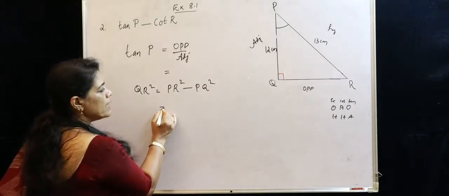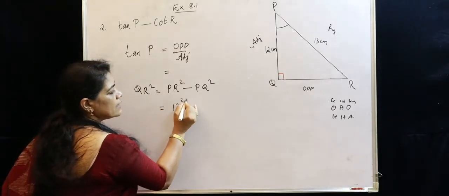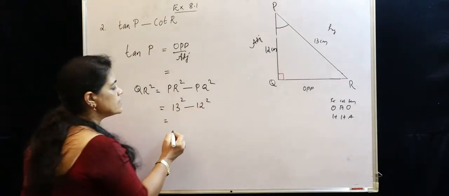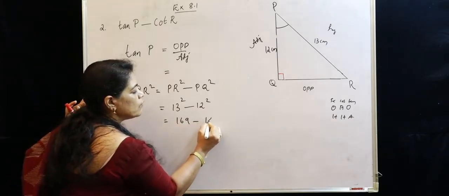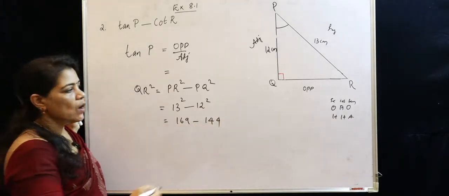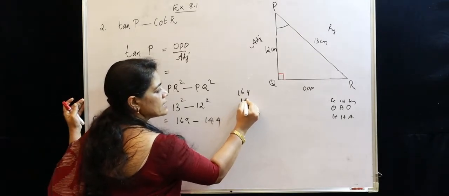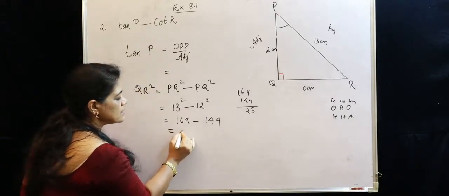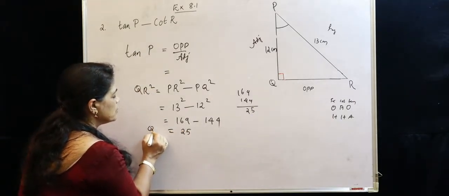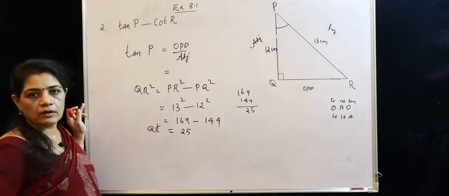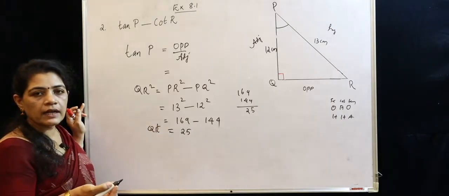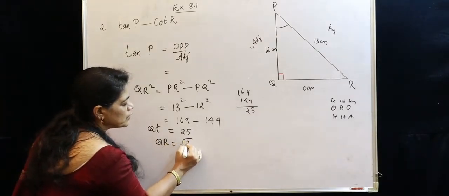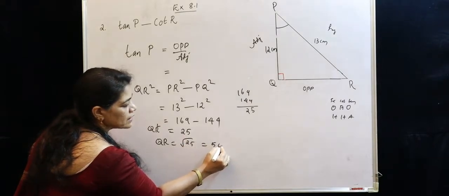So PR is given as 13. That is 13 square minus PQ 12 square. 13 square is 169, minus 144. 169 minus 144 is 25. That is QR square, the square of the opposite side. And we need the opposite side, so by taking the square root, you will get square root of 25. We are taking the positive value, that is 5 centimeter.